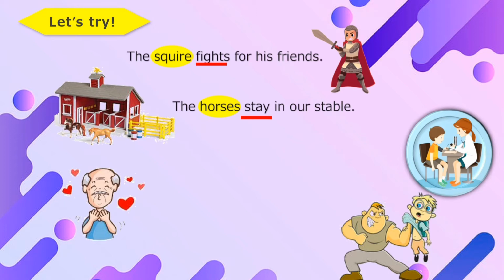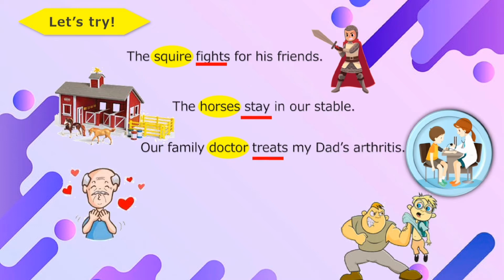Let's try to see the next sentence. Our family doctor treats my dad's arthritis. Now, if you're going to look at this closely, what are we talking about in the sentence? Correct, we are talking about the doctor, our family doctor. So, doctor here is our subject and we are going to look for the verb. What is the verb or the action in the sentence? Correct, we have treats. Doctor is our subject and treats is our verb.